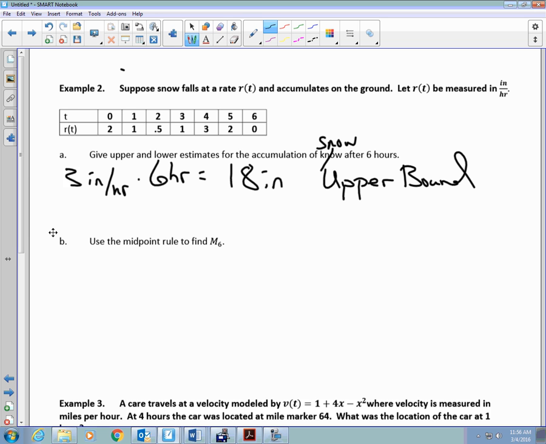Top numbers are the hours for time, and then this is our rate. What's the lowest estimate? 0 inches per hour times 6 hours is 0 inches. Your lower bound.